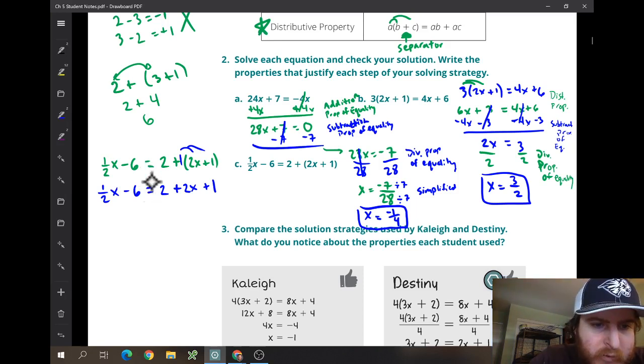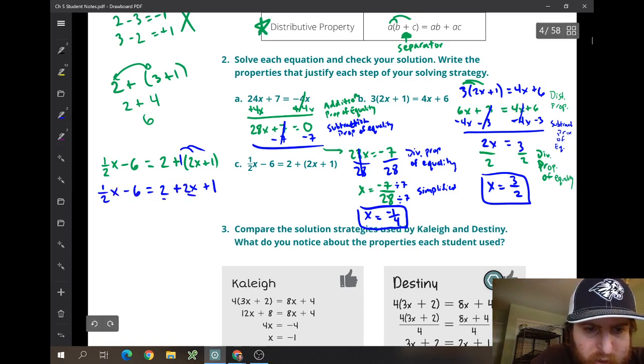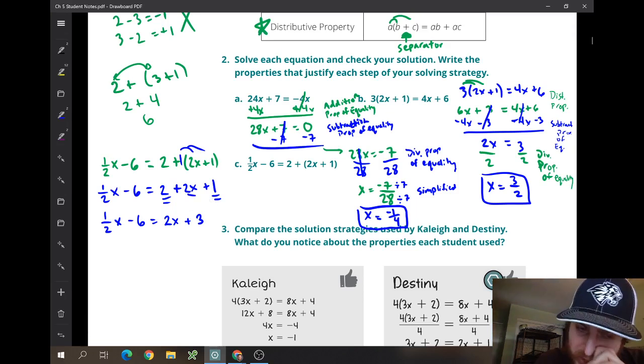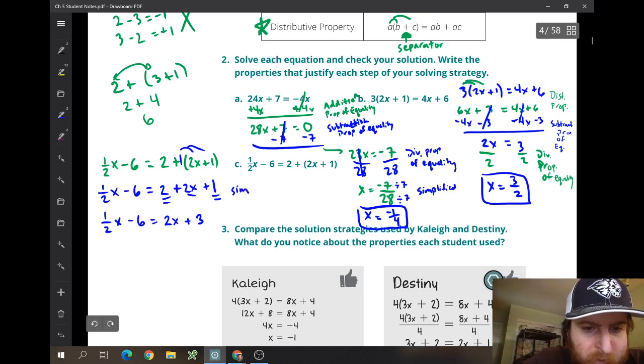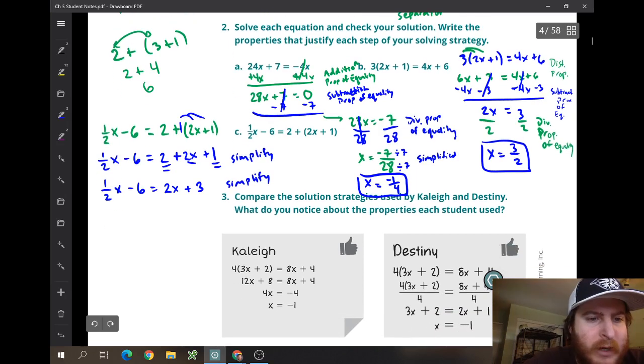And then from here, I always want to simplify both sides before I do anything else. So notice on the left side, there's one x term and one number. But on the right side, there's one x term, but there are two number terms. So I want to simplify that before I move on. So I'm going to get 1 half x minus 6 equals, so I'm going to write the 2x first. I underlined it once. Plus 3, I underlined my numbers twice. I always do that, go from the biggest x down to the numbers. So really all I did in these two steps was simplify. So if we want to write what we did, we simplified. Okay, now we're ready to get rid of our fraction.